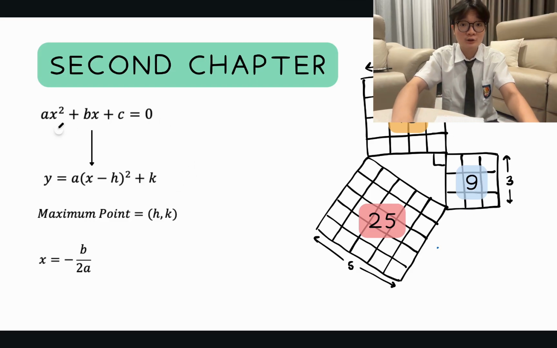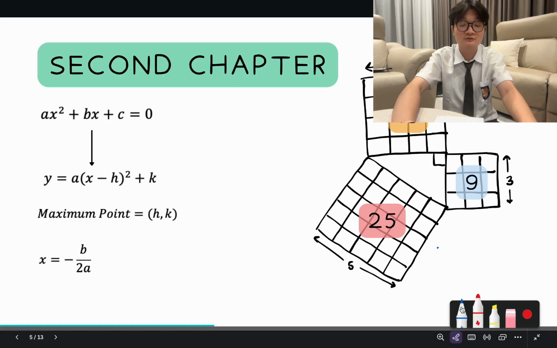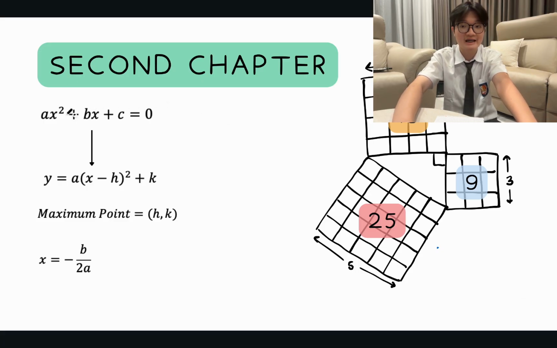So I'm going to explain the second chapter, which is about quadratic functions and how to find the maximum point through that function. That function has a lot of basic formulas. One of them is ax squared plus bx plus c equal to 0.